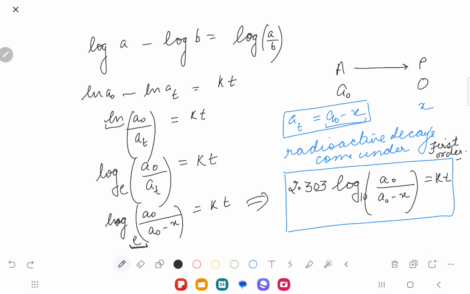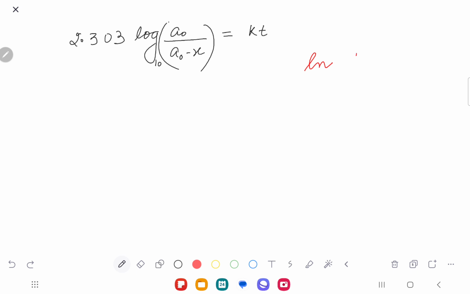So this equation is going to satisfy. Yesterday in the previous class, we did the zero order. Today we are discussing the first order. So my first order equation would be 2.303 log of A naught over A naught minus X equals KT. But this equation has come when we have converted the base to 10. If I do not convert the base to 10, the equation is written as ln A naught over AT equals KT. Yes or no?